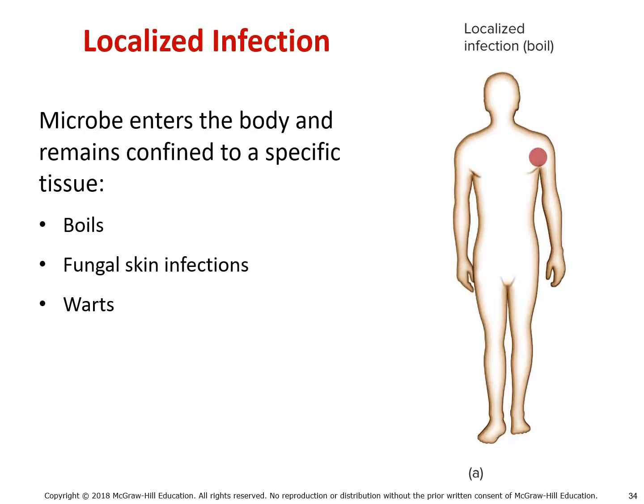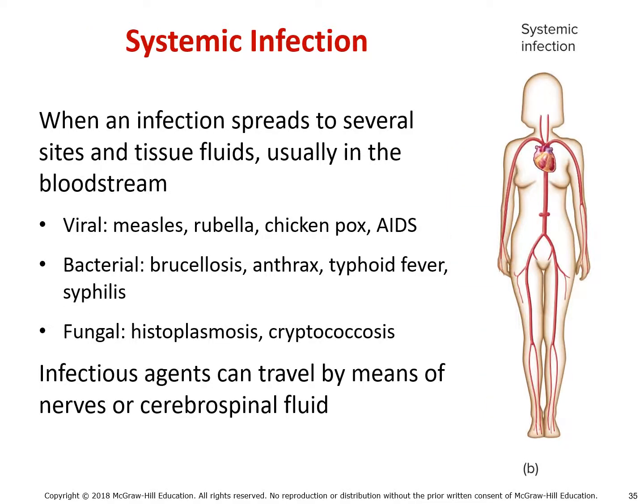So let's go through where we find infections, starting off with localized infections. A localized infection will start in one point and typically remain in that place. Good examples include things like boils or even warts. Systemic infections, on the other hand, are going to spread all around throughout the body. A great example of this is chickenpox. Once you get chickenpox, it's not going to show up in just one area, it's going to show up across the body.